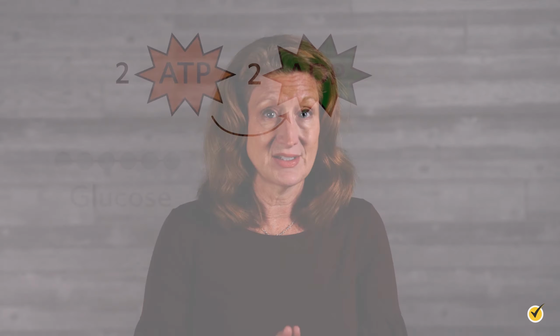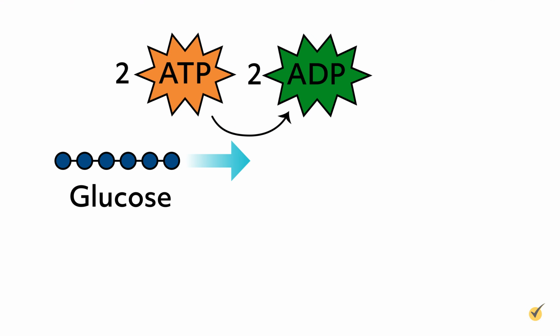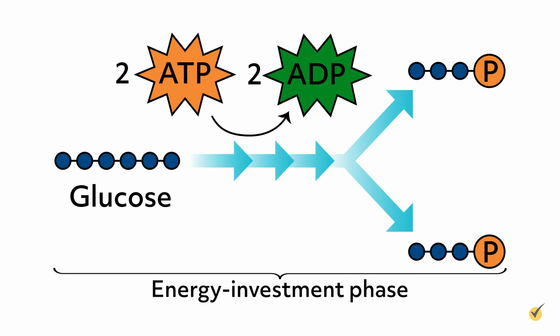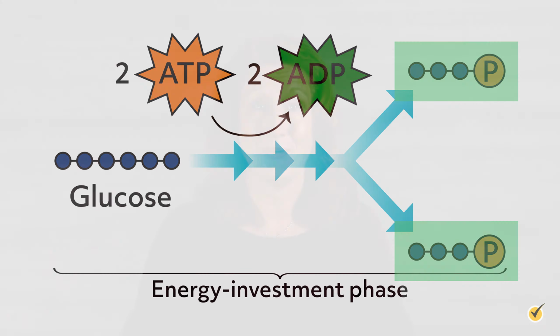During the first phase, 1 molecule of glucose is cleaved into 2 phosphorylated 3-carbon compounds through a series of 5 reactions. This is accomplished through investing 2 net molecules of ATP, so we can think of this as the energy investment phase. The resulting compounds from phase 1 are 2 molecules of glyceraldehyde 3-phosphate, or GAP.